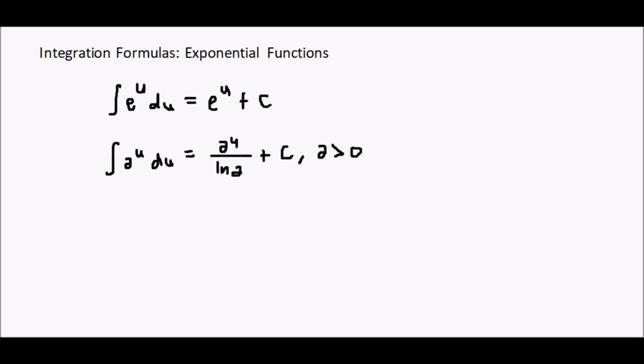So if you are asking why the condition a is greater than 0 is present in the second formula, it is because if a is equal to 0, then of course this term will be equal to 0. That is one of the reasons.